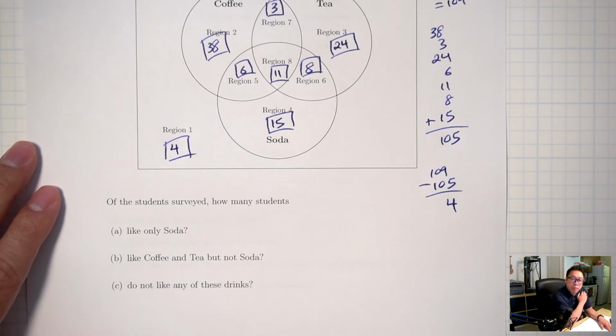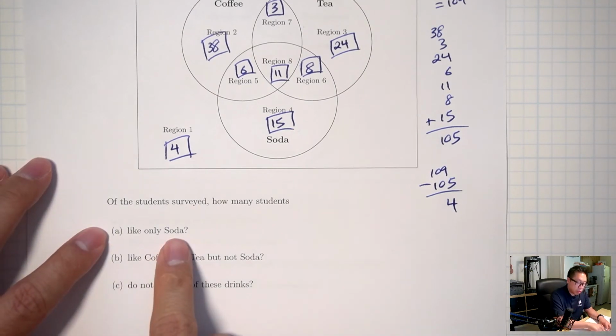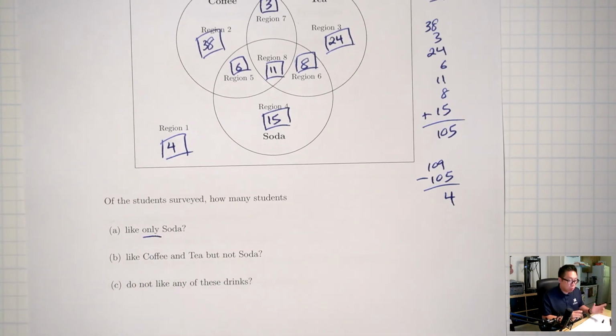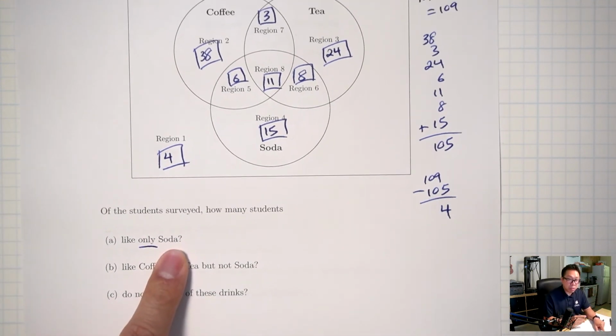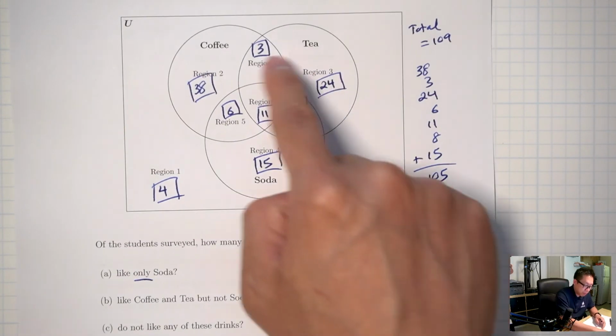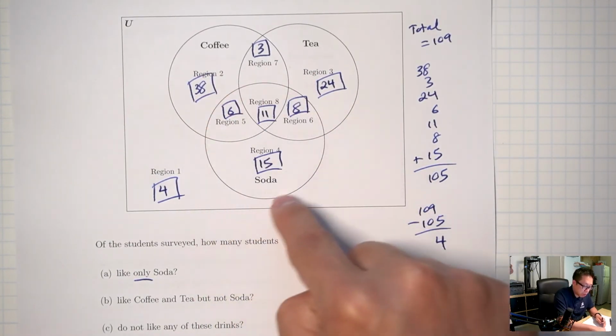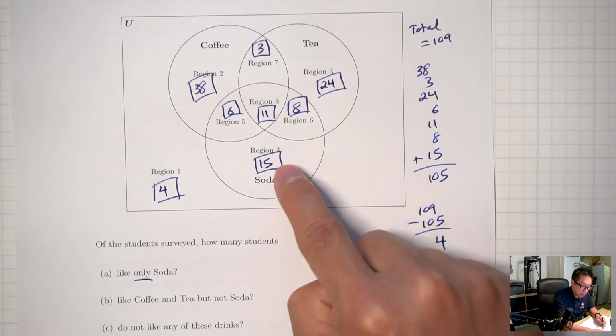Of the students surveyed, how many students like only soda? So only soda. When I say only, I mean inside soda, but outside of everything else. So inside soda, outside of the other two circles. So inside soda, outside of the other two circles would be just the 15.